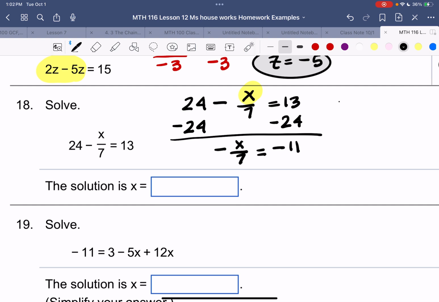Now look, I've got a negative x over 7 is negative 11. I've got to divide by 7, so I can go ahead and just multiply by 7 first. So I'm going to go ahead and put my parentheses around this, multiply by 7.